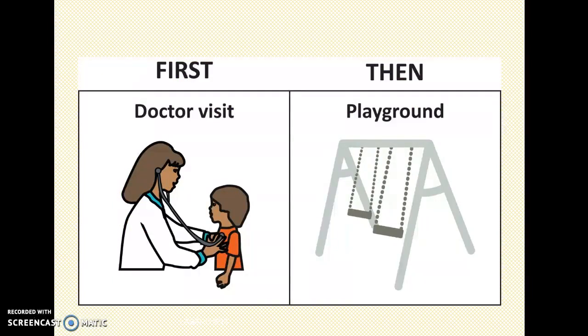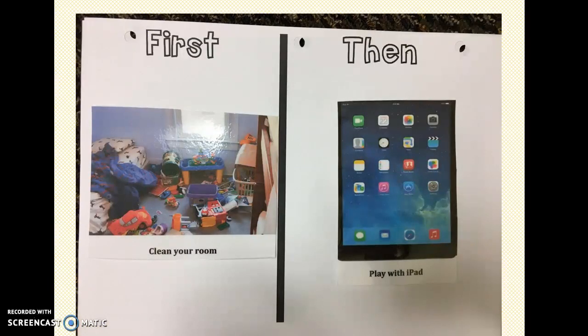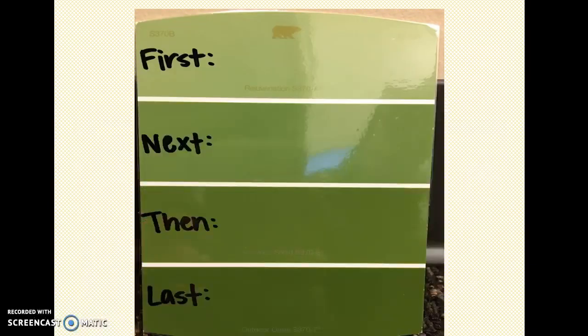First, you do a doctor's visit, then we're going to go to the playground. Again, this is an example of a first-then schedule to be used at home. First, you clean your room, but all of these are applicable for school as well. First, we clean up, then you get to play with iPad or a preferred item.